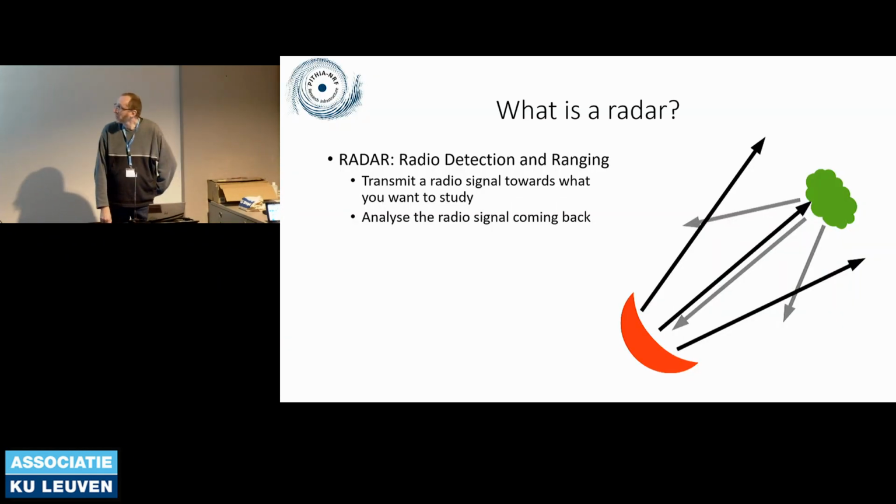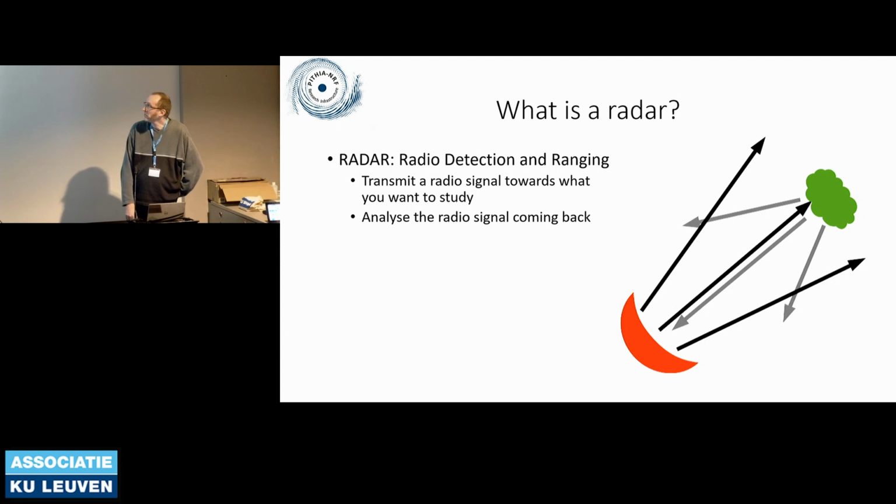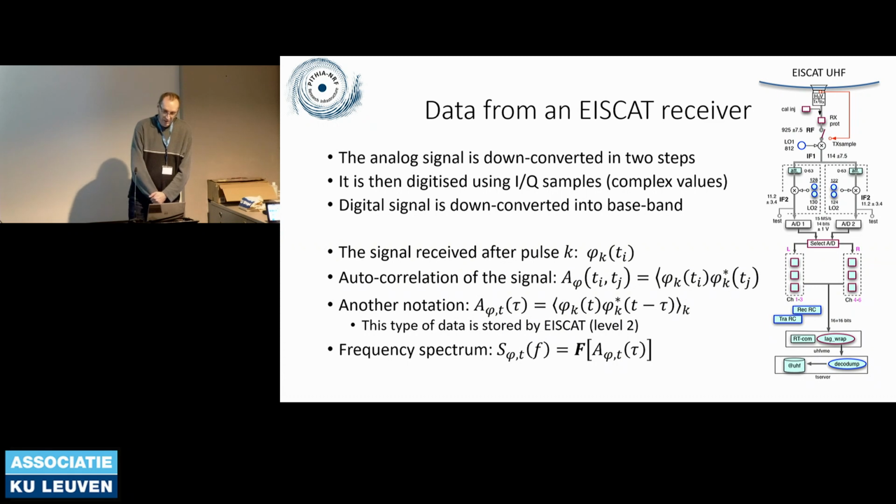So, what is a radar? Radio detection and ranging. Transmit the radio signal towards something, and then we look at what comes back. That's as easy as it is, but what is data from an EISCAT receiver? Well, this is just a complicated thing to show that we are storing data as autocorrelation signals.